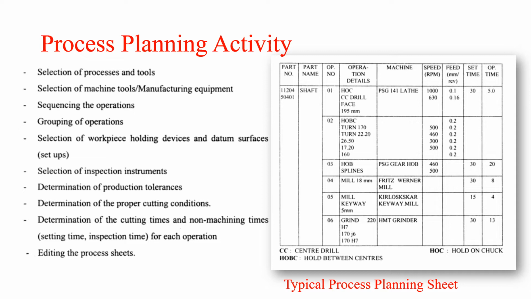So the information required for process planning is recorded in a sheet which is called a process plan. The process plan is also called an operation sheet, route sheet or operation planning sheet. Here is an example of a plan sheet which refers to part number, part name, operation number, operation details, machine, speed, feed, set, and output time.